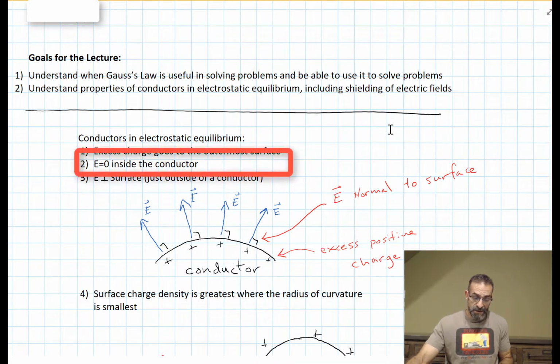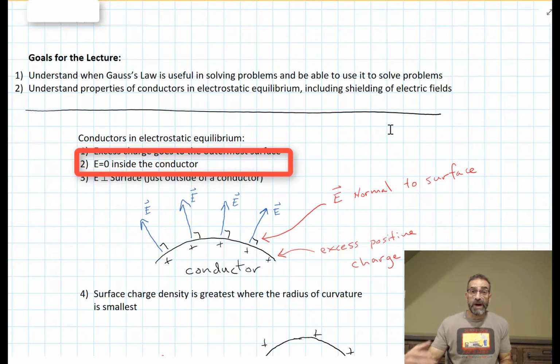The next thing we know is that the electric field is zero inside of a conductor that's in electrostatic equilibrium. Electrostatic equilibrium means the charges are not moving. And if the electric field wasn't zero, the charges would be moving. There'd be a force on those charges. F equals QE, right? If there's an electric field present, a charge in that electric field feels a force. And if that charge is free to move, it's going to move. So the conductor wouldn't be in electrostatic equilibrium then.